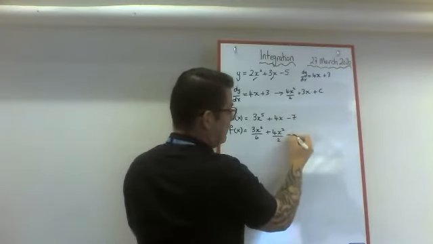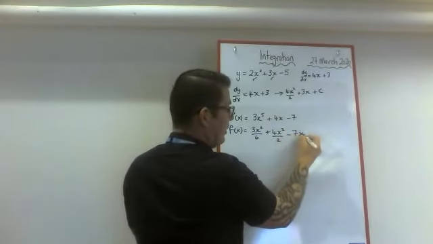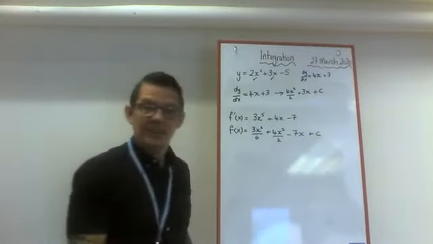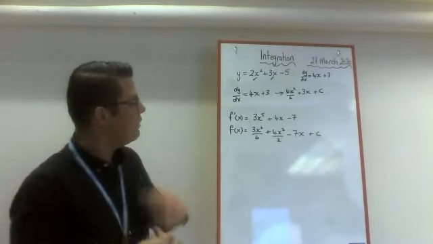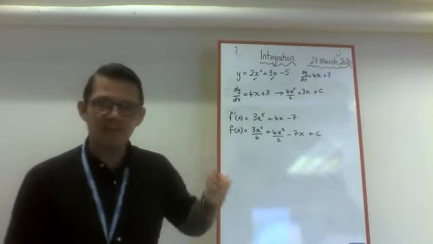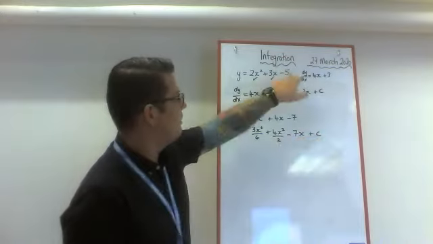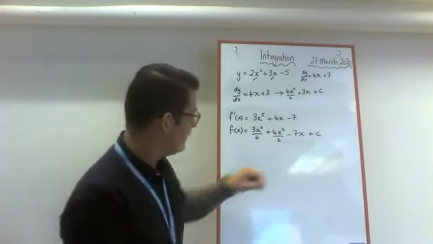The minus 7 just becomes minus 7, and we put an x on the end. And then we just remember to add c. It's as simple as that. We put plus c in just in case there is a constant of integration, in case there is a number that when we differentiated disappeared.